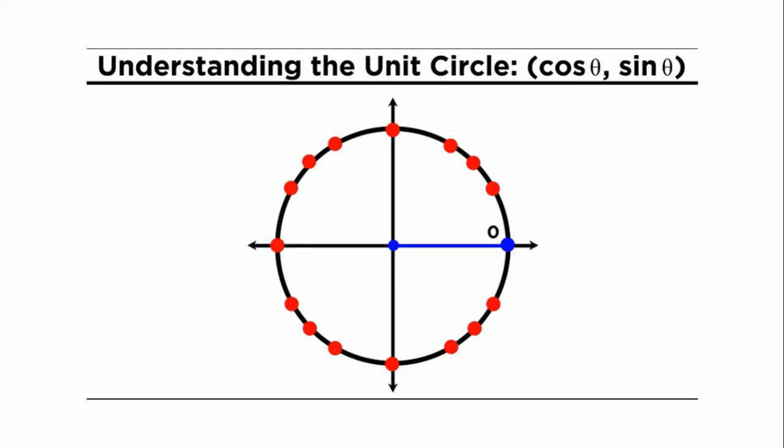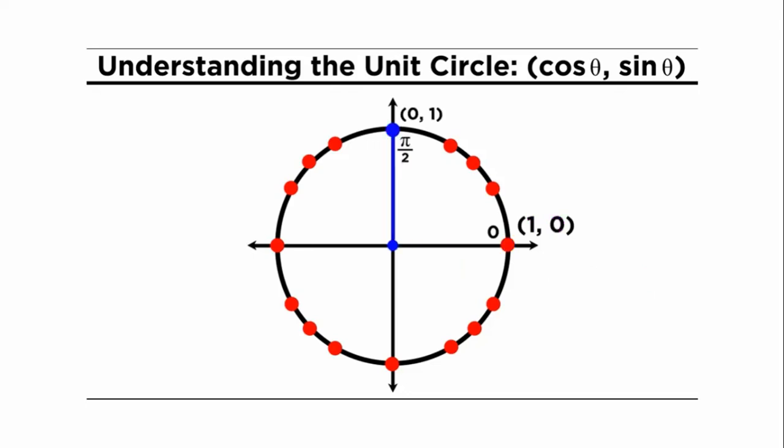Take 0 as an example. There's no triangle, but since the radius of the circle is 1, we know that the cosine of 0 must be 1 because the x-coordinate of this point is 1. Likewise, we know that the sine of 0 must be 0 because the y-coordinate of this point is 0.